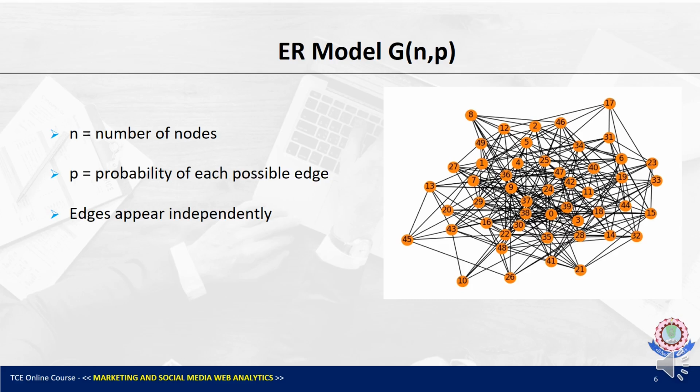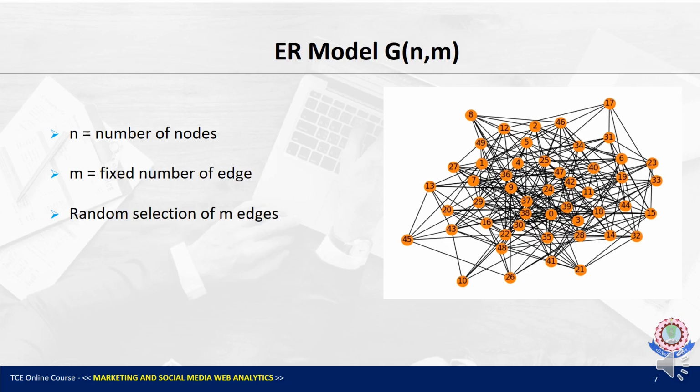G(n,p) model. In the G(n,p) model, we first start with n nodes. For every possible pair of nodes, we decide whether to connect them using probability p. If p equals 0.1, every edge has a 10% chance of existing. Each edge is chosen independently. G(n,m) model. Here, instead of using probability, we simply say we want exactly m edges. So, we randomly pick m edges from the total possible node pairs.